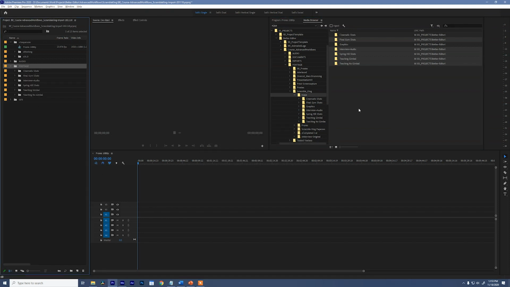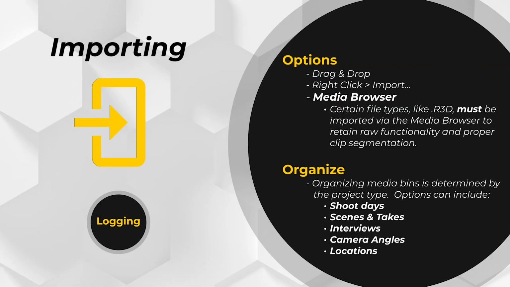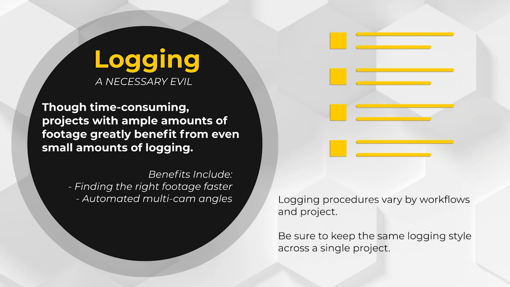Now, I do want to point out again that if you're working with red footage, .r3d footage, it is important that you import it using the media browser. If you import red footage into Premiere Pro by dragging and dropping it from a Finder window or an Explorer window, or if you right-click and import it, segmented R3D clips are not going to work correctly inside of Premiere. So make sure when you're working with red footage, you always go through the media browser. Okay, enough of that high horse. Feel free to grab some flannel because it's time to do some logging.